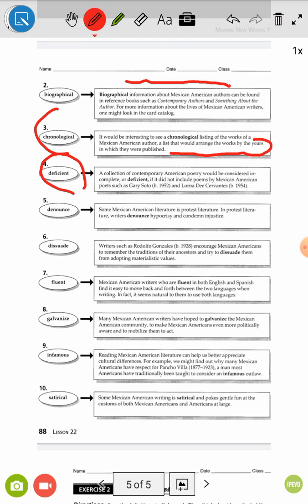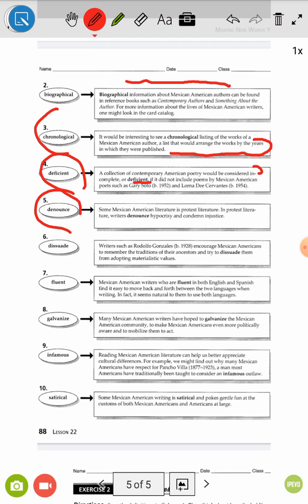Deficient. A collection of contemporary American poetry would be considered what? Incomplete or deficient. So we have a synonym for deficient, which is incomplete, undone. Okay?